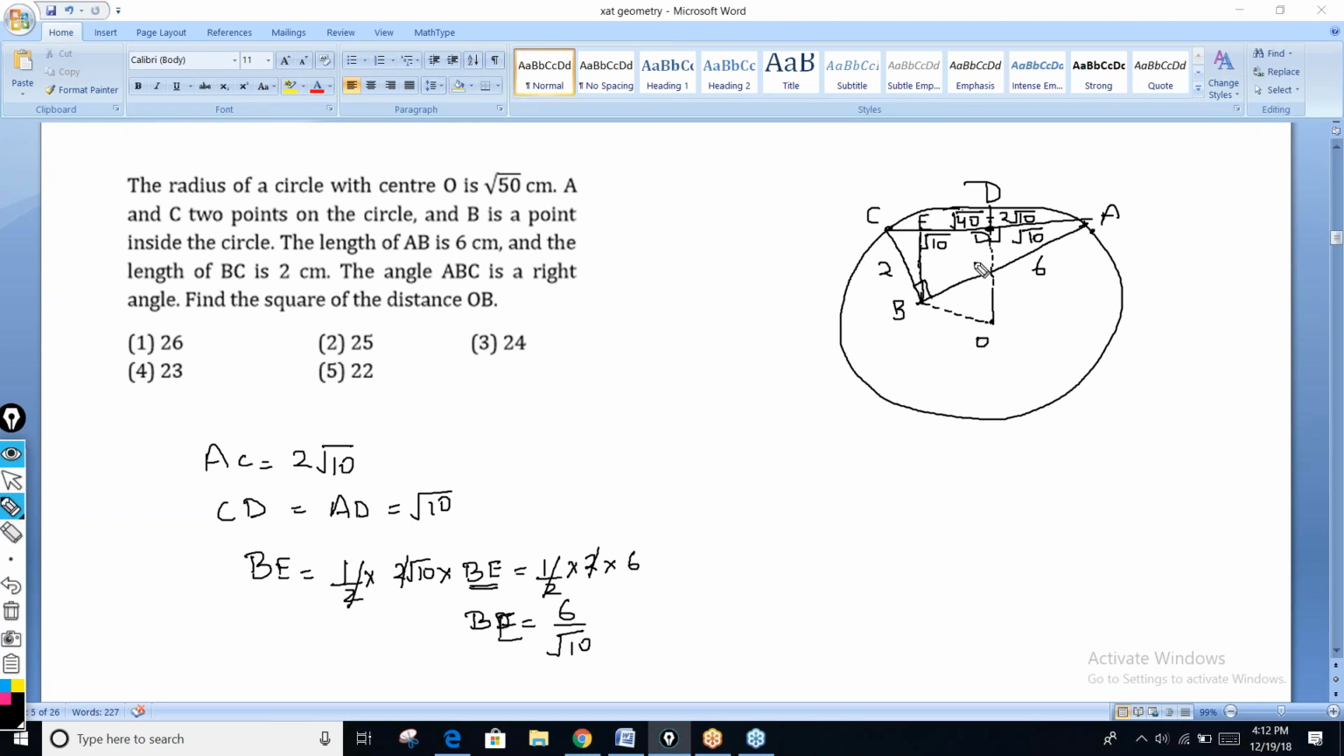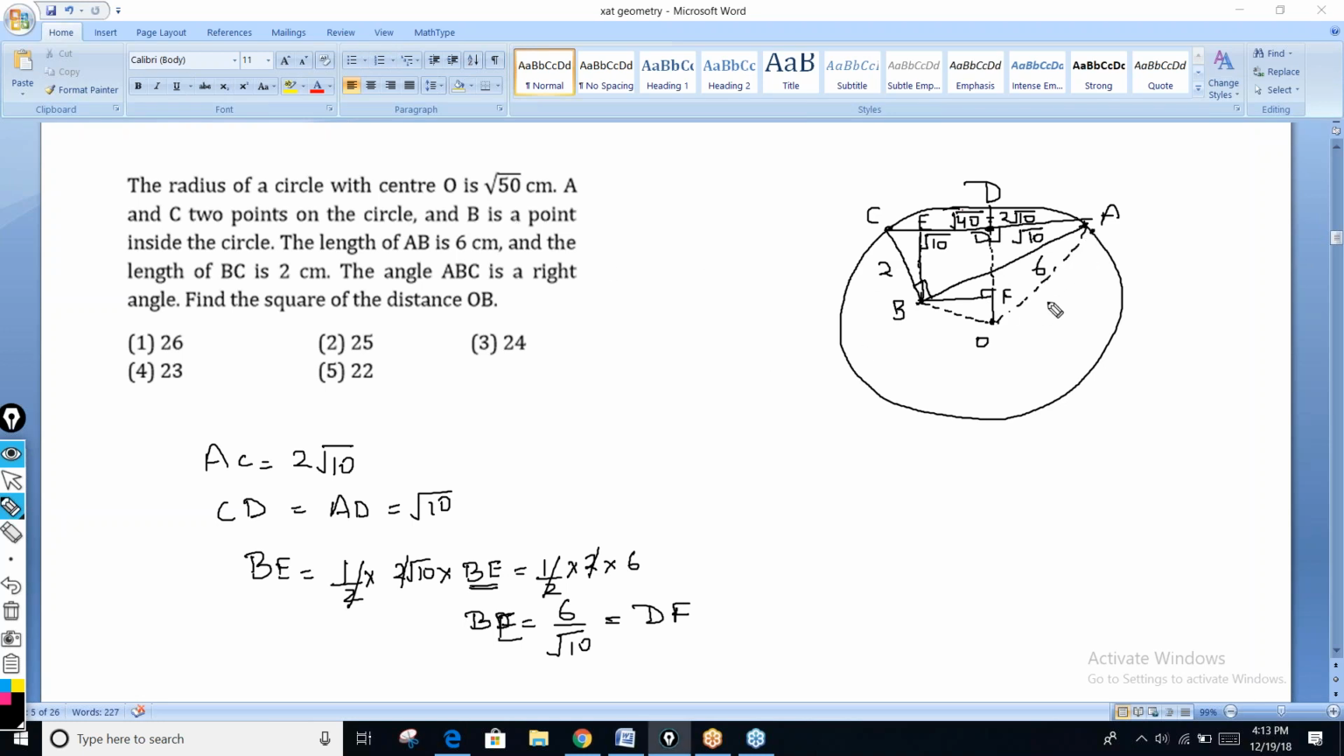If BE is 6 upon root 10, similarly, if I drop a perpendicular from here, can I say DF is also 6 upon root 10? This becomes a rectangle now. BEDF, it becomes a rectangle. So BE is 6 upon root 10, so DF is also 6 upon root 10. And do we know the length of OD? OD, we can get it, guys, very easily.